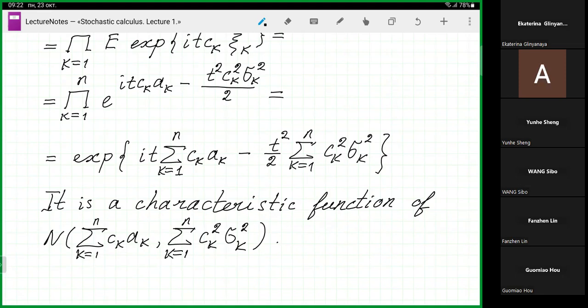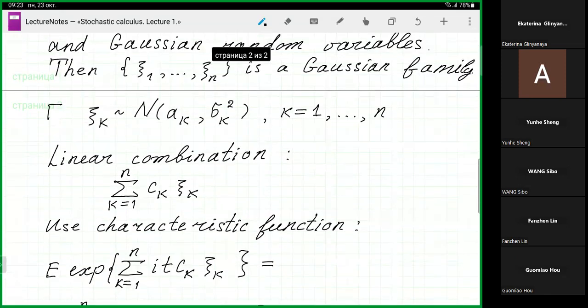of course, it can happen that the ck are all equal to 0, and the sum which represents the variance can be 0. In this case, we say that we have a degenerate but still Gaussian distribution with 0 variance. Okay. So we proved that our family of independent random variables is a Gaussian family.